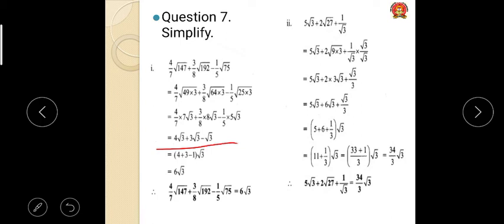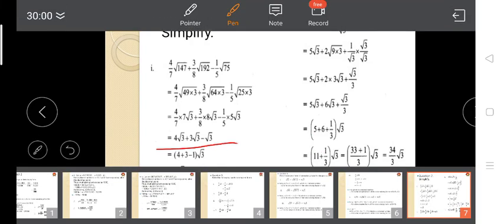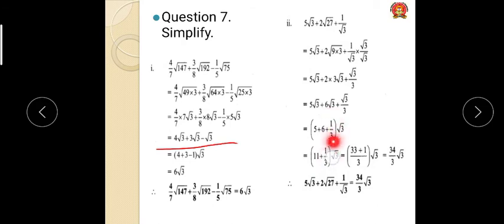This root 3, root 3, root 3. Root 3 is common. So we will get 5 plus 6 plus 1 by 3. So what will you get? 5 plus 6 is 11, and this 1 by 3 is as it is, with root 3 common, and therefore you will get 33 plus 1. After taking the calculation of 11 plus 1 by 3, you will get 34 by 3 root 3. So this is the answer. After that we can't simplify it. Okay, the answer should be in the simplest form.